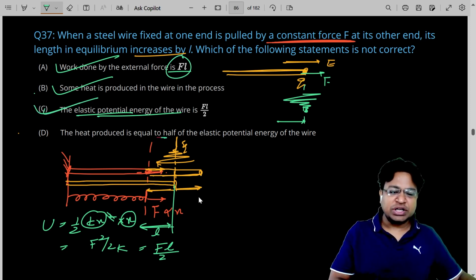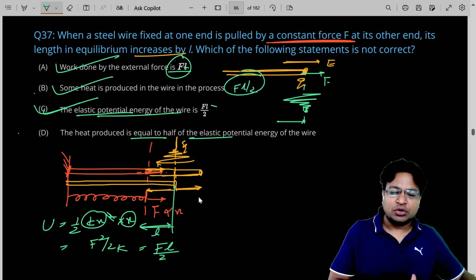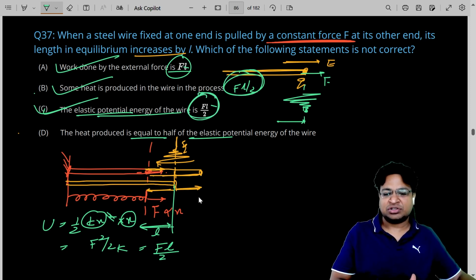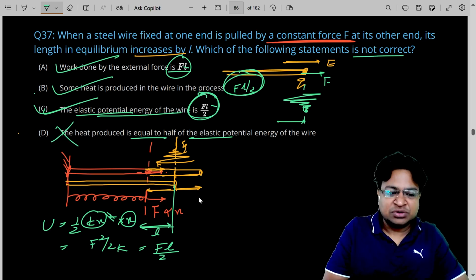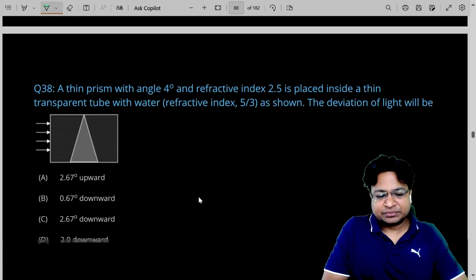Now, the statement that heat produced is equal to half of the... no, that is not correct. Heat produced is the difference of these two, which is also FL by 2. So mathematically, heat produced is the same as the elastic energy stored here, because it is half of the total work done. Therefore, this statement is wrong, and we were supposed to identify the incorrect one. So option D would be the right one here.